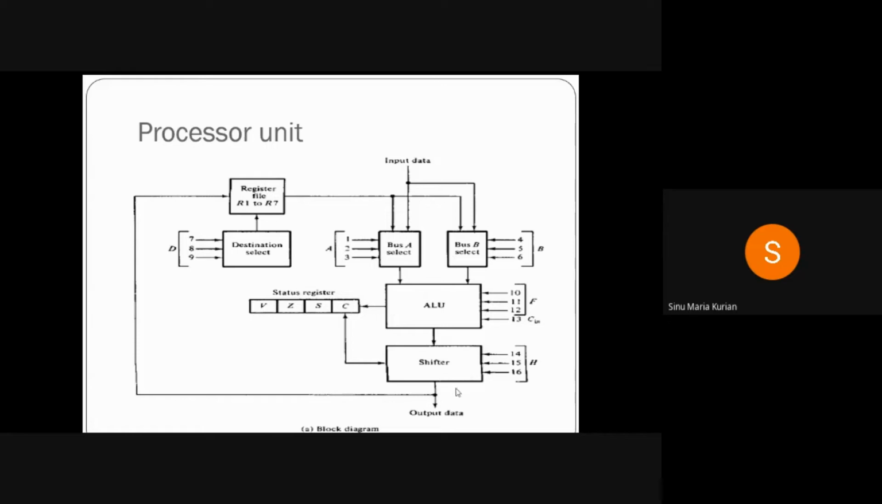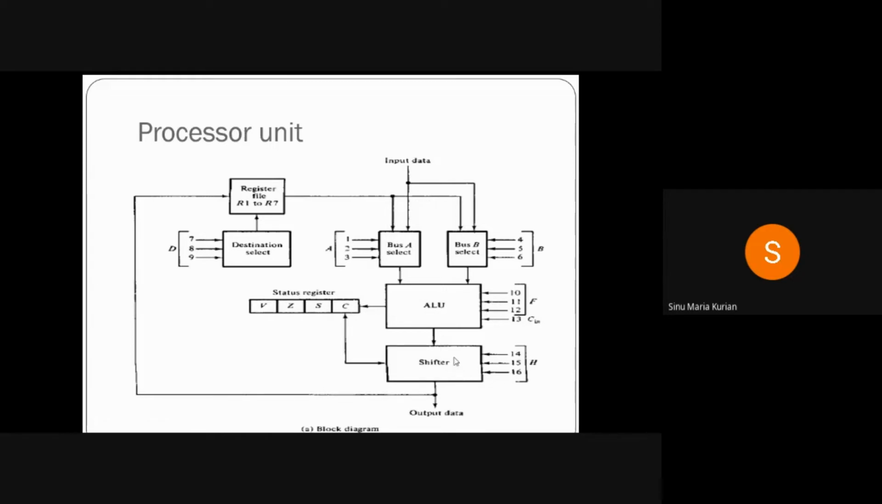The shift operations are decided by H selection variable. So if H is 000, it will indicate no shift, or 001 indicates right shift, 010 indicates left shift.